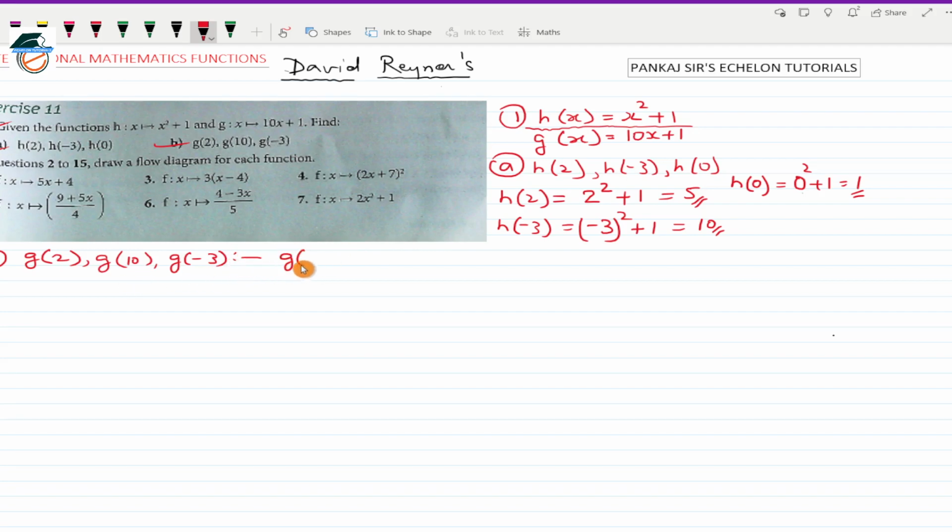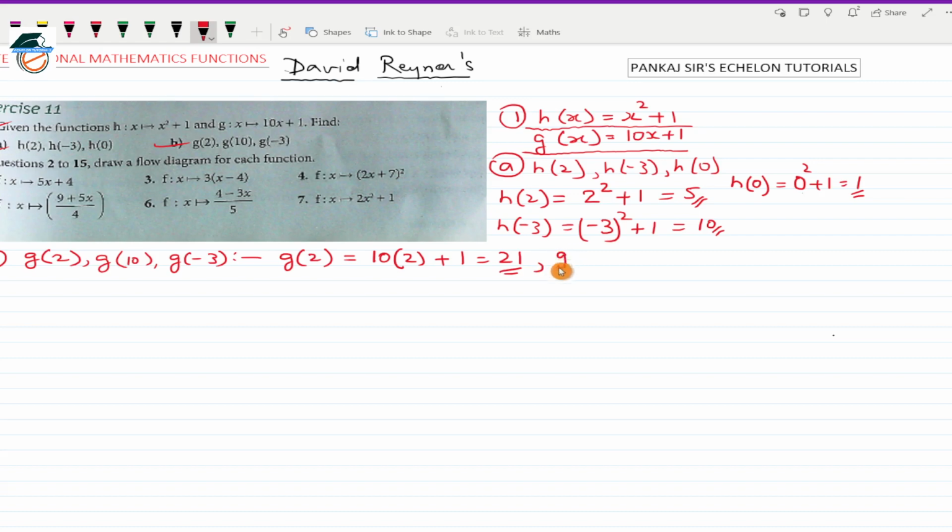First let us try to find g of 2. So g of 2 will be equal to what? Now this time, because it's g of 2, you'll have to go into this function g of x. So in this function g of x equal to 10x plus 1, you have to put the value 2 in place of this x only. So it will be 10 times, you replace x by 2, plus 1. Just simplify. 10 times 2 is 20, plus 1, 21. This should be your answer.